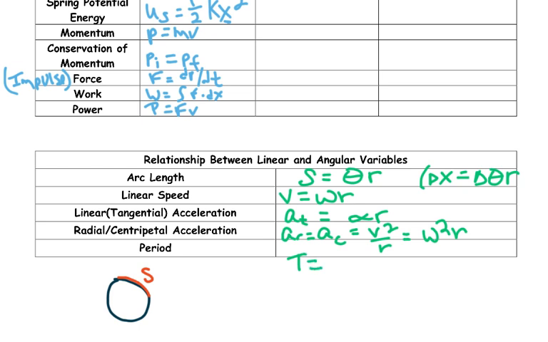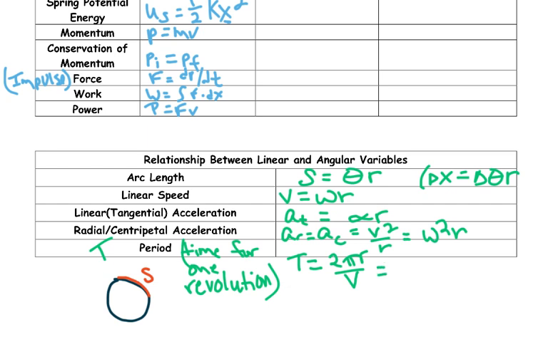And then the period can be found. Remember that the period is the time for one revolution, or one time around the circular path. And we use a capital T. We can find that by taking the circumference of the circle and dividing it by the linear velocity, or we can take 2 pi divided by the angular velocity.